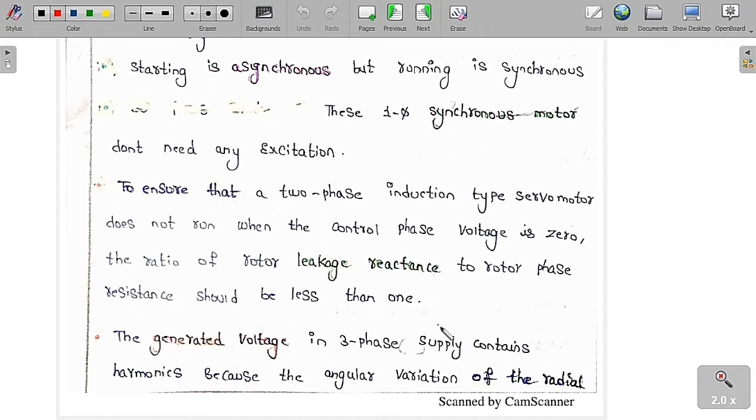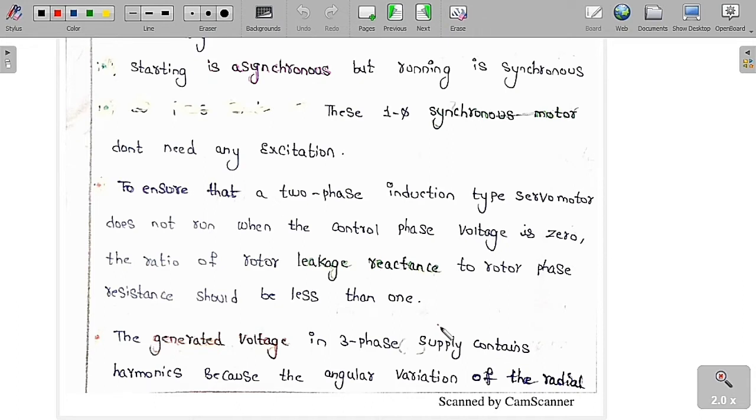We ensure that the two-phase induction type servo motor does not run when the control phase voltage is 0, if the ratio of the rotor leakage reactance to rotor phase resistance is less than 1. So whenever this ratio is less than 1, then we can confirm that whenever the control voltage is equal to 0, the rotor will never rotate. It will always stop. So we can say that to ensure that a two-phase induction type servo motor does not run when the control phase voltage is 0, the ratio of the rotor leakage reactance to the rotor phase resistance should be less than 1.